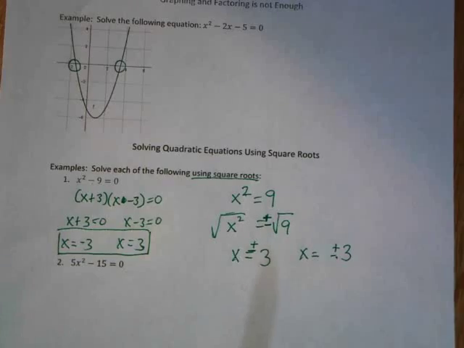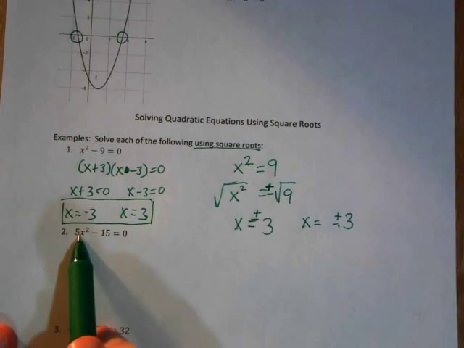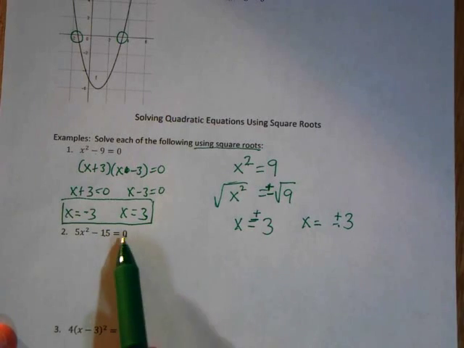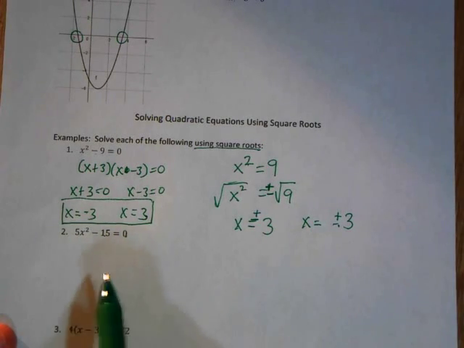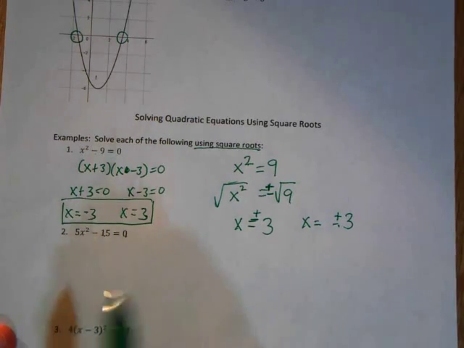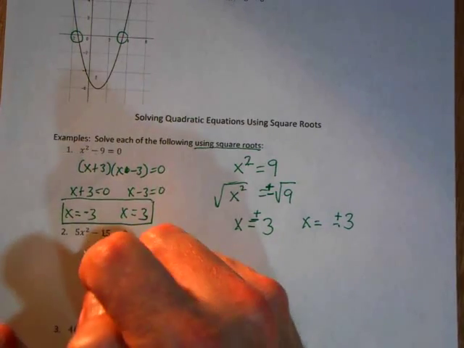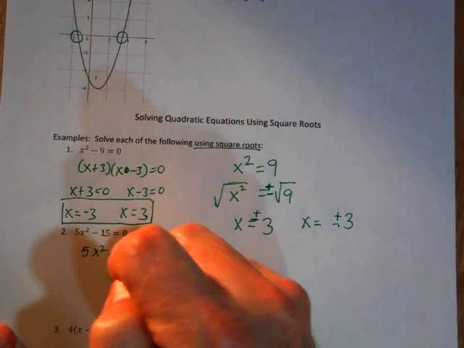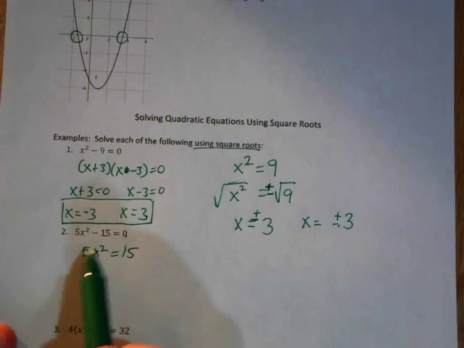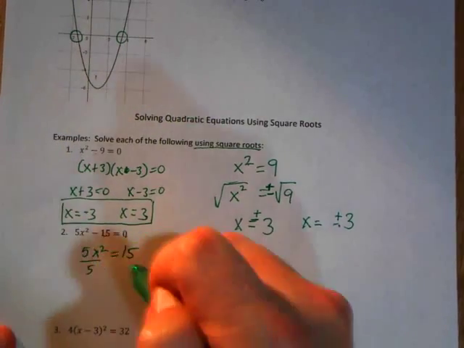Alright, so let's do a few more examples. 5x squared minus 15 equals 0. I can't just go ahead and take square roots. What I need to do first is a couple steps of algebra to get this x squared all by itself. You always need the piece with the square alone first. In other words, add 15 to both sides. The x squared is still not alone, so I'm going to divide both sides by 5.